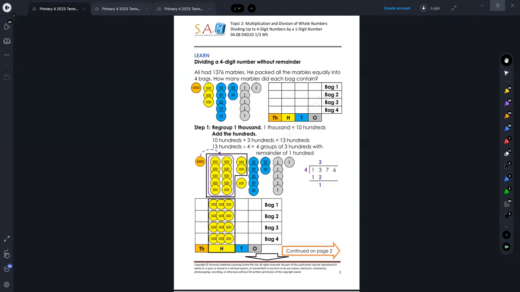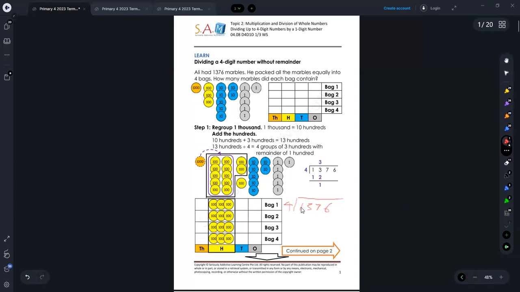Okay, so for booklet number 1, we start with dividing a 4-digit number without remainder. Very straightforward, all right? So the way to explain this is, for example, here you have 1,376 divided by 4. The way to do this, they've learned in primary 3. So just a quick recap, right?